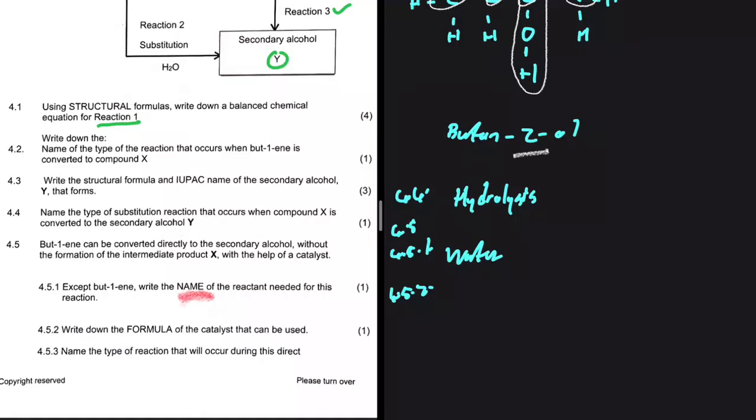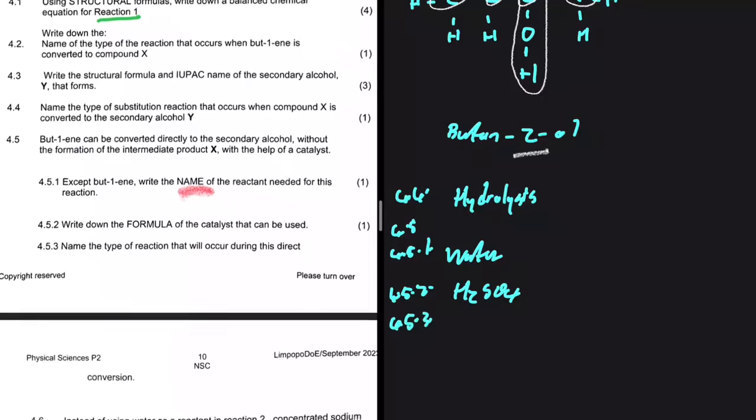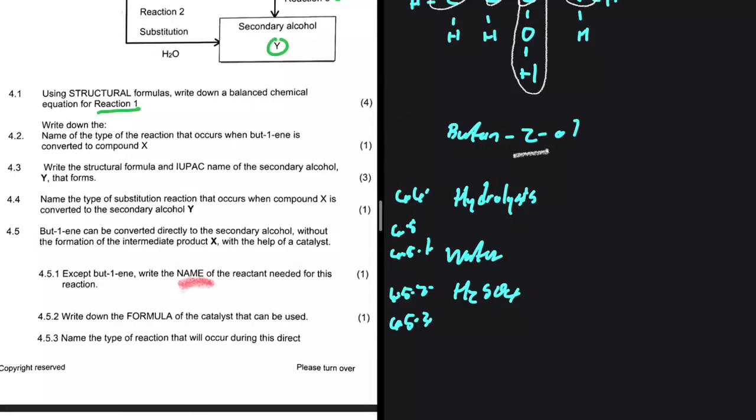And 4.5.2, write down the formula of the catalyst that can be used. If you write sulfuric acid, your answer is wrong. The question says formula, so you're supposed to write H2SO4. And 4.5.3. Name the type of reaction that will occur during this direct conversion. It's 2 marks for one question because the same question is asked in 4.2. The type of reaction that will occur is addition.